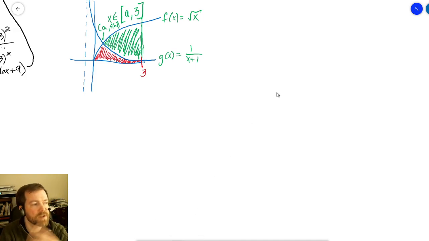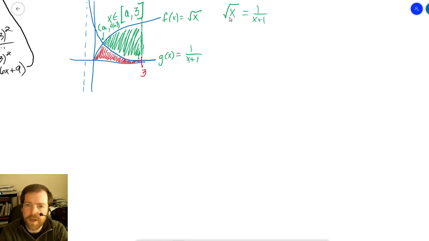What are we going to do for this? So now we are going to do f, the upper, minus g, the lower. And we're going to go from a, which again we don't know, but we can find this much easier than the previous one. So anyway, square root of x equals 1 over x plus 1.